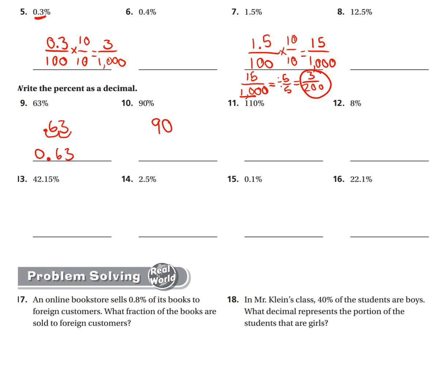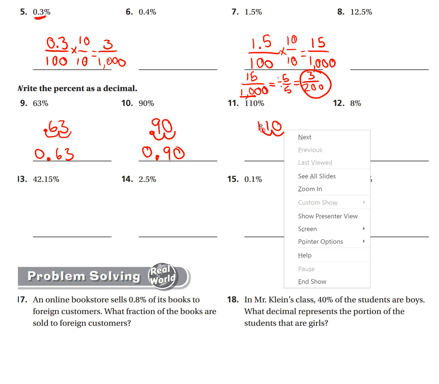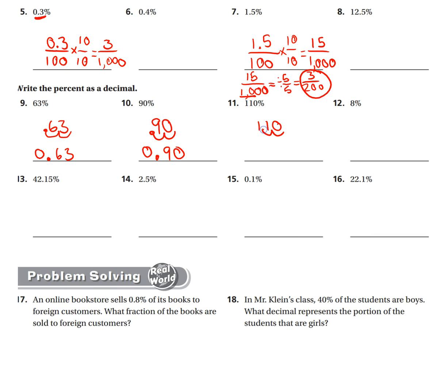Okay, 90, no decimal shown. So it's right here. I move it over twice. This becomes 0.90. Add my 0 in front. 110%, again, no decimal shown, so it's right here. I move it over twice. 1, 2. And so this becomes 1.10.